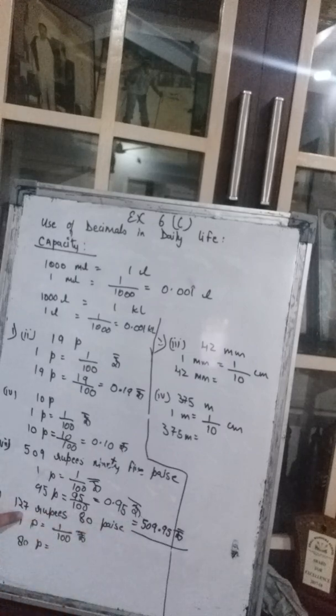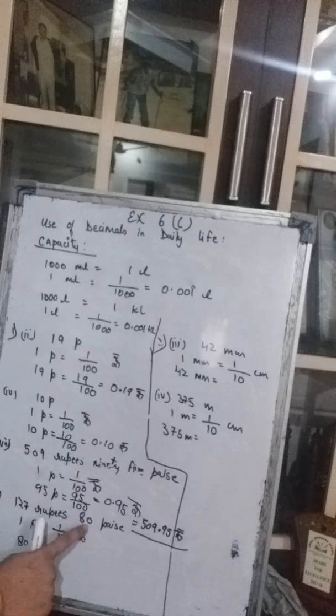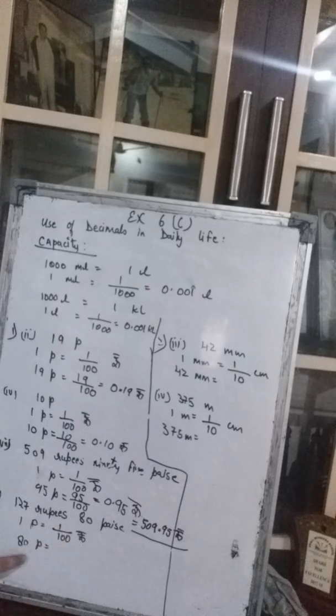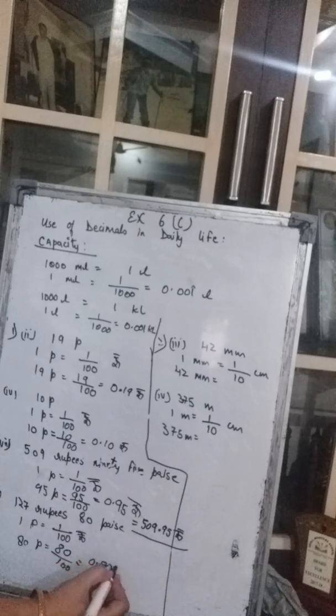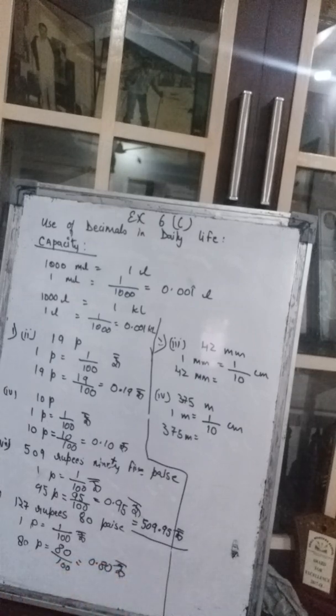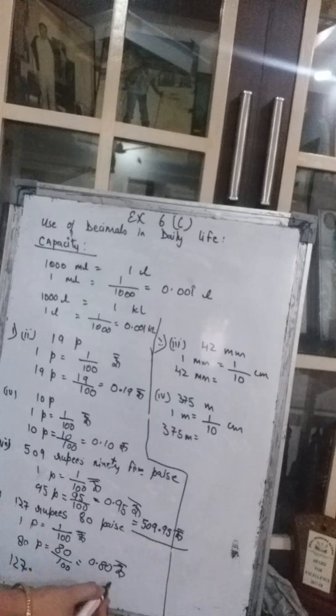Now 8th part, 127 rupees 80 paisa. 127 is already in rupees. Don't write it. Just leave it for a moment. Now 80 paisa, let's convert this 80 paisa into rupees. 1 paisa is equal to 1 upon 100 rupee. So 80 paisa will be equal to 80 upon 100. That is equal to 0.80 rupee. Now we have to write this collectively. So it will be 127 point and then write this portion 80 rupee. This is the answer.